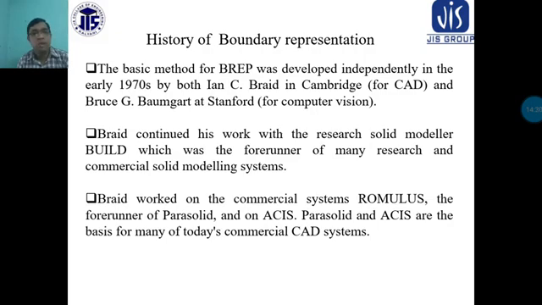That means BUILD, which was the forerunner of many research and commercial solid modeling systems.